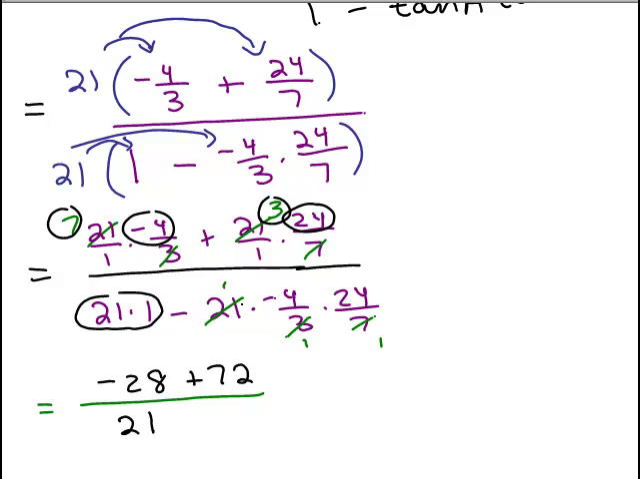Now what do we have here? We have a minus sign and a negative. That's going to be a plus. And so that'll change those to plus and plus if you want. And then I have 4 times 24, that's 96.